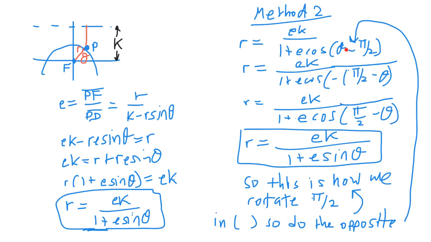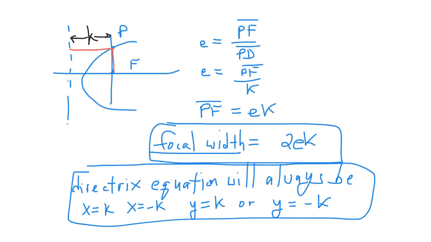So the point of all this math is not something you have to recreate, but the point is that if you want to rotate a conic in polar form any amount of radians or degrees in the counterclockwise direction, you just need to put that right here. Notice that when I want to go a positive 90 degrees, I put minus pi over 2. And that's because we're inside the parentheses, so we do the opposite. If I wanted to rotate a picture clockwise 30 degrees, I put plus 30 right here. Again, it's the opposite because it's in the parentheses.